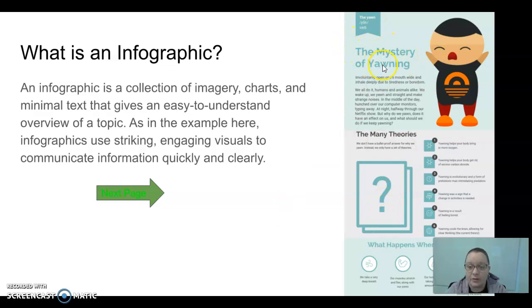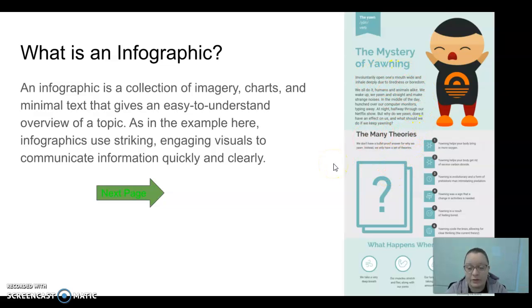and the title, The Mystery of Yawning, right? We see a picture of a little cartoon character yawning, and then this question mark and mini theories. So without even reading the whole entire infographic, I can assume that this is about what yawning is and why we yawn, and that there are many theories to this, but we're not really quite sure why we need to yawn. So this is a very good infographic.